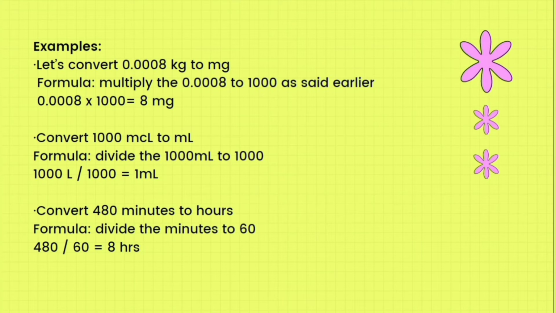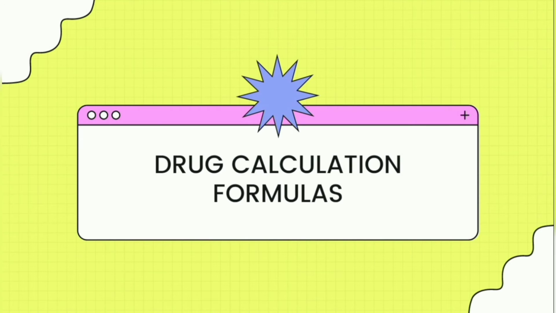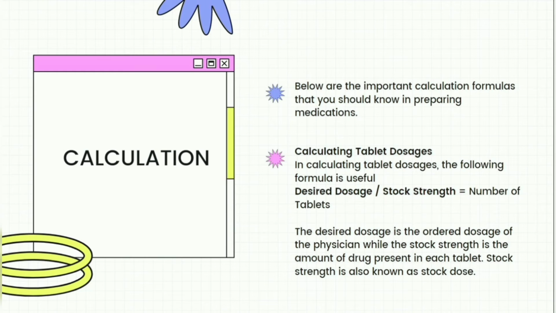And last, convert 480 minutes to hours. The formula is divide the minutes by 60. So 480 divided by 60 is equal to 8 hours. Next, for drug calculation formulas, below are the important calculation formulas that you should know in preparing medications.